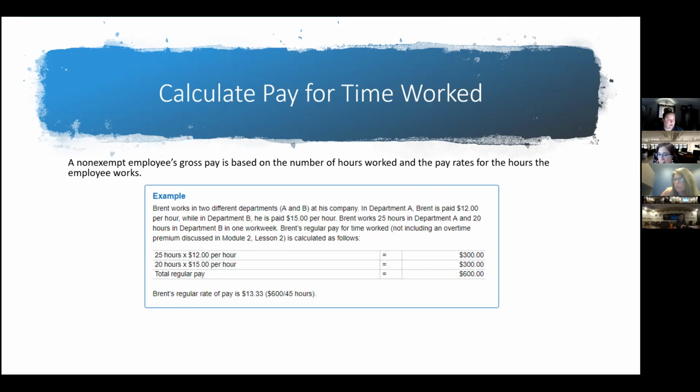So we're going to look at 25 hours times 12, which is $300. And then 20 hours times 15 is also $300. So his total regular pay is $600. And his regular rate of pay then would be 600 divided by 45, which is $13.33. So when doing an overtime calculation for this employee, you would use that $13.33 as his regular rate of pay to calculate his overtime. So that comes into play when an employee is earning multiple rates during the pay period.